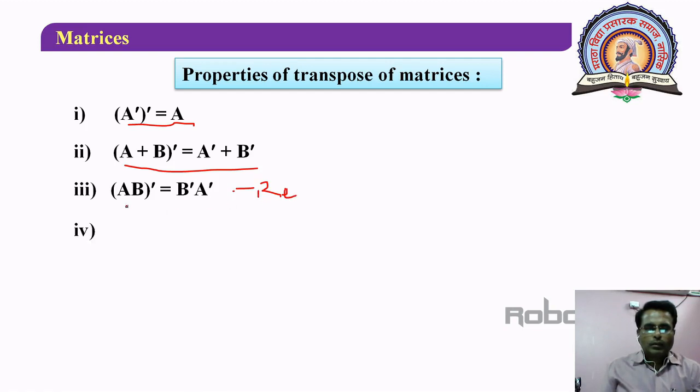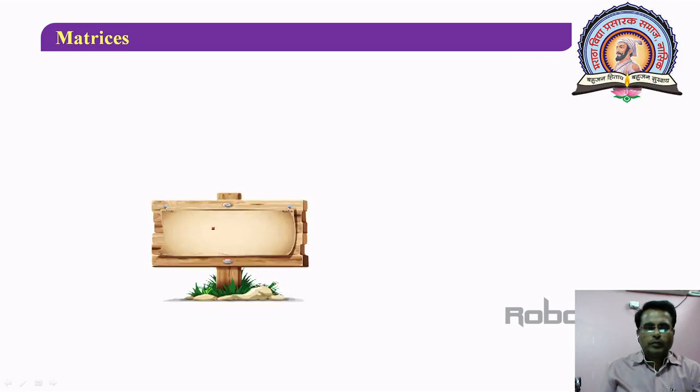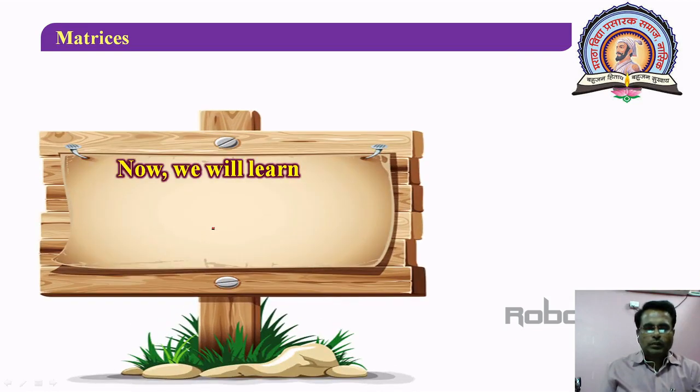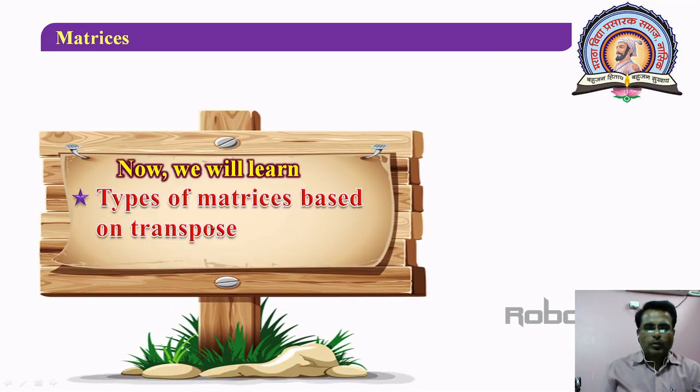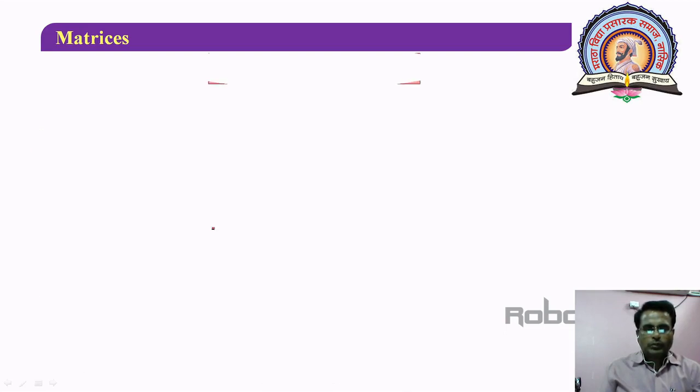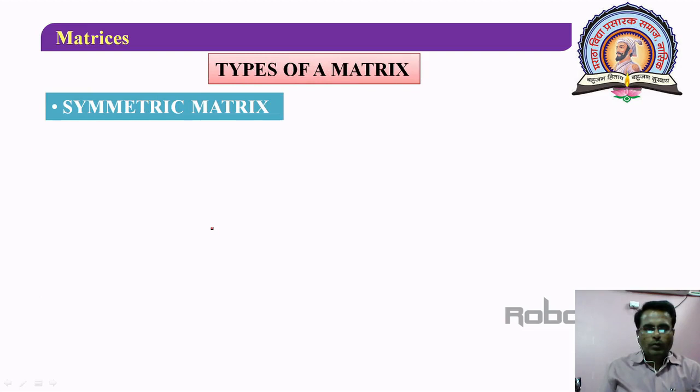And the last thing, that is transpose of a scalar multiple of a matrix is equal to scalar multiple of transpose of A. Then next we have to consider the concept of matrices based on transposes. See, symmetric matrix. Consider the matrix A that consists of 1, 2 and 2, 1.